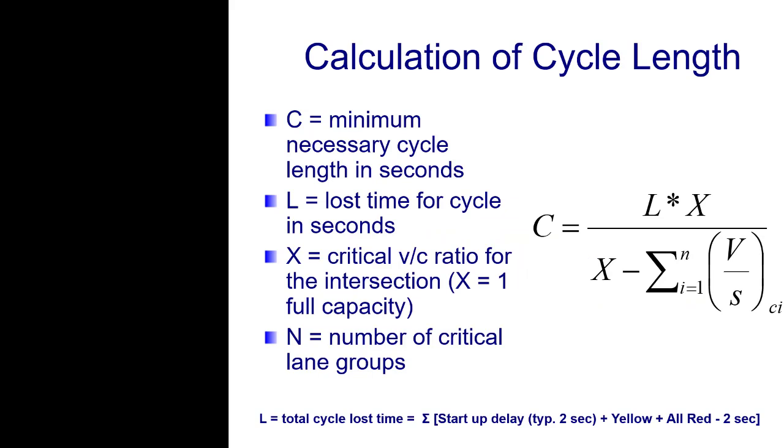Calculations for cycle time. C equals the minimum necessary cycle length in seconds. L equals lost time for the cycle in seconds. X equals the critical value of volume over capacity ratio for the intersection. X equals 1 at full capacity. N equals the number of critical lane groups. L equals the total cycle loss time, which is equal to startup delay, typically 2 seconds, plus yellow plus red. As you see there in the equation, your cycle equals your loss time times your critical ratio divided by your critical ratio minus the sum of your critical lane groups V over S.